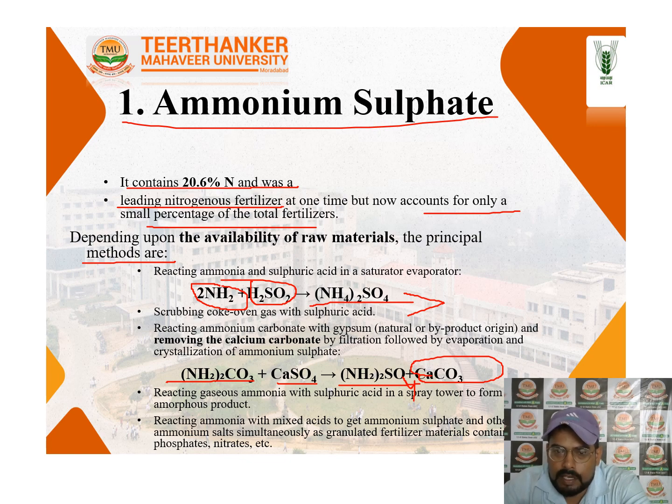Reacting gaseous ammonia with sulfuric acid in spray form gives the ammonium products. Reacting with mixed acids, ammonium sulfate with other ammonium salts and acidic granular materials containing phosphorus. These are the processes of manufacturing ammonium sulfate.